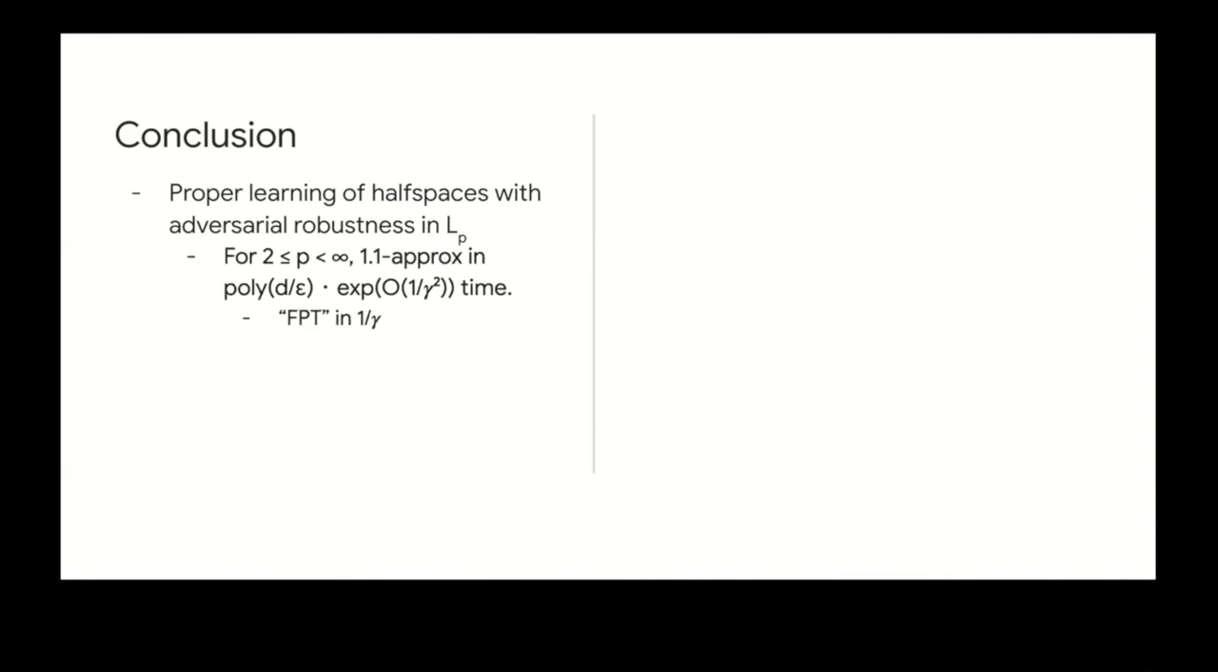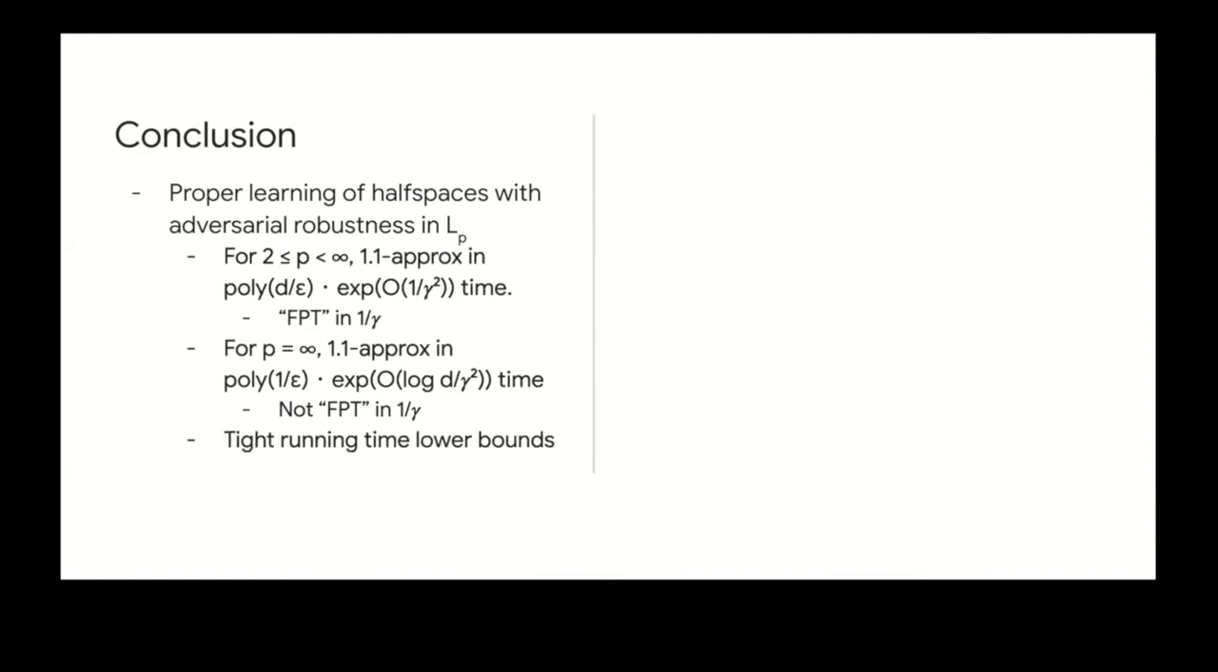In other words, when p is constant, this can be thought of as being FPT in the parameter 1 over the margin gamma. For the p equals infinity case, we give an algorithm which runs in time d to the 1 over gamma square. So in other words, if you think of d as the problem size, this is not FPT in 1 over the margin. And we also show tight running time lower bounds for both cases.